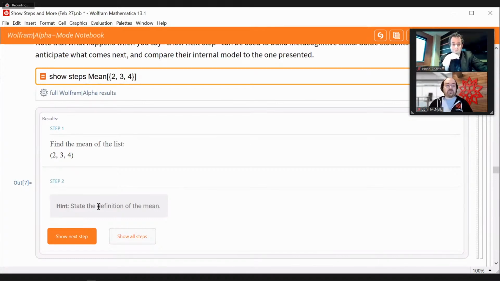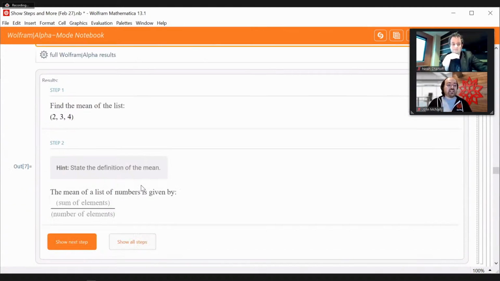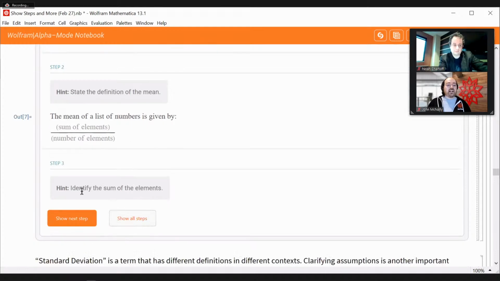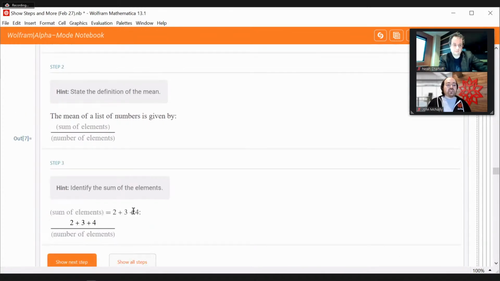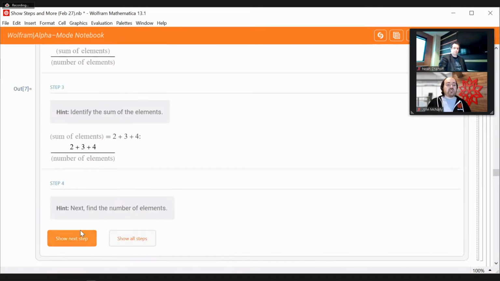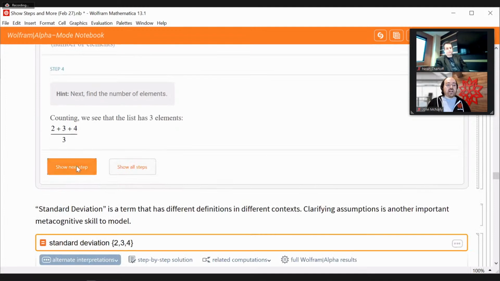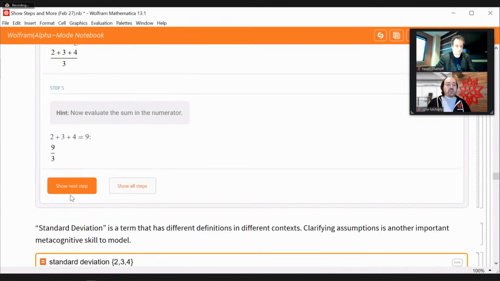You can. And so if I keep looking, I get more details filled in as I go. So the mean of a list of numbers is given by the sum of the elements over the number of elements. Okay, so a nice natural language explanation. And if I keep going, okay, what's the sum of the elements going to be? So in this case, with these three elements, the sum is that. And how many elements are there? So there's going to be that many, and I can continue going and evaluate the sums and things like this.